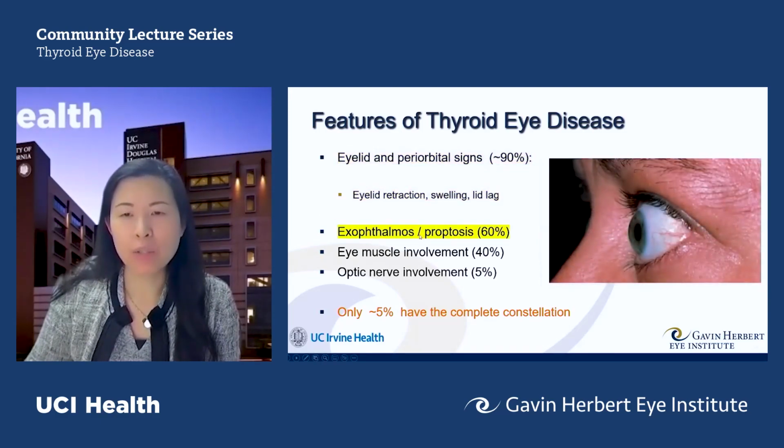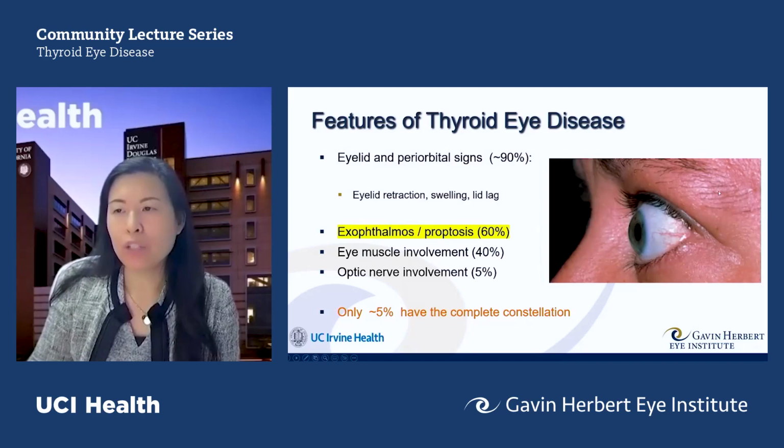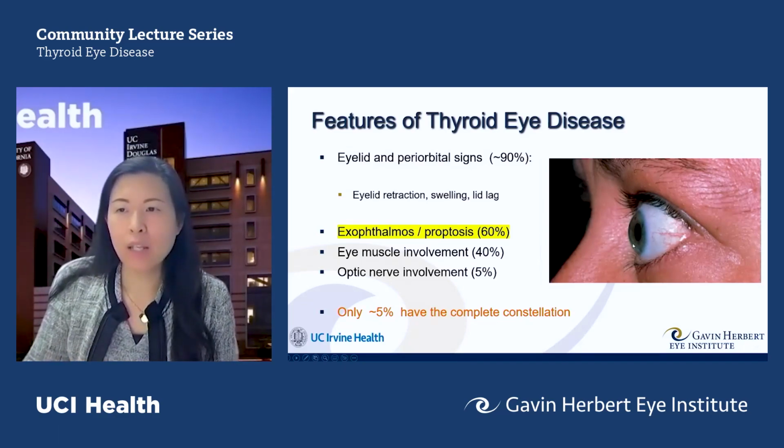Exophthalmos is a fancy word. Also, proptosis is a fancy word, and what it means is bulging of the eyeball. So imagine that back here in your eye socket, you have all these structures that usually take up a certain amount of space, but now they've gotten a lot bigger. So the eyeball has nowhere to go but out, forward. And this is that bulging look of the eyeball.